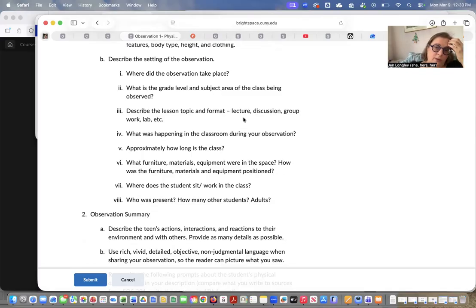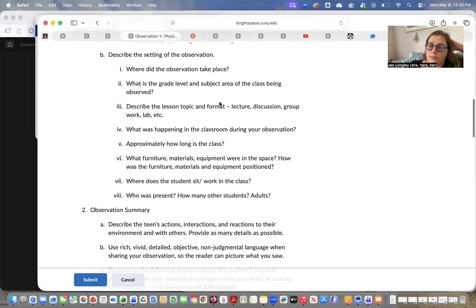What's the format? Is it a lecture, a discussion, group work, lab, etc.? What's happening in the classroom during the observation? Does a fight break out? Does a fire drill happen? What's going on? Approximately how long is the class? Is it a double period? Is it a single period? Are the periods 45 minutes long? Are the periods an hour long?